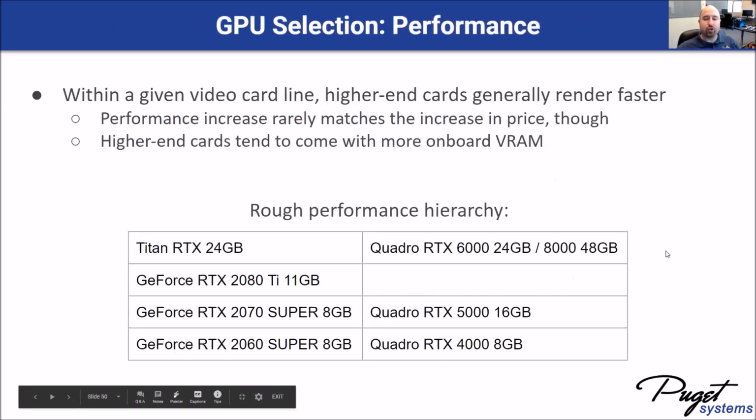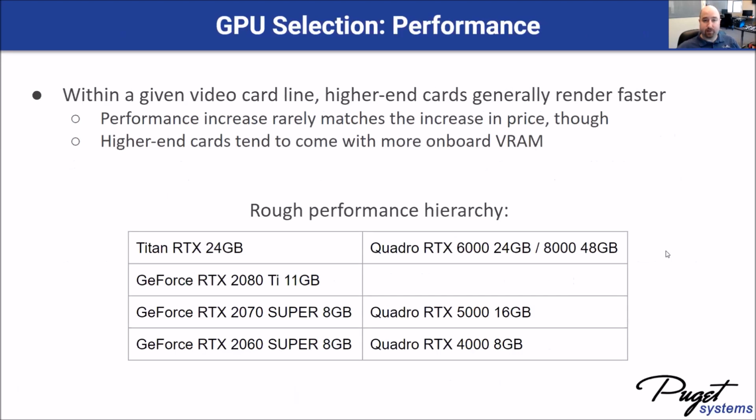And then on to GPU selection. So this is the meat and potatoes here. Within a given video card line, the higher end cards generally are faster at rendering, but the performance increase rarely matches the increase in price. In other words, a $1,000 video card usually won't render twice as fast as a $500 video card. But there are some trade-offs. Those higher end cards tend to come with more onboard VRAM.